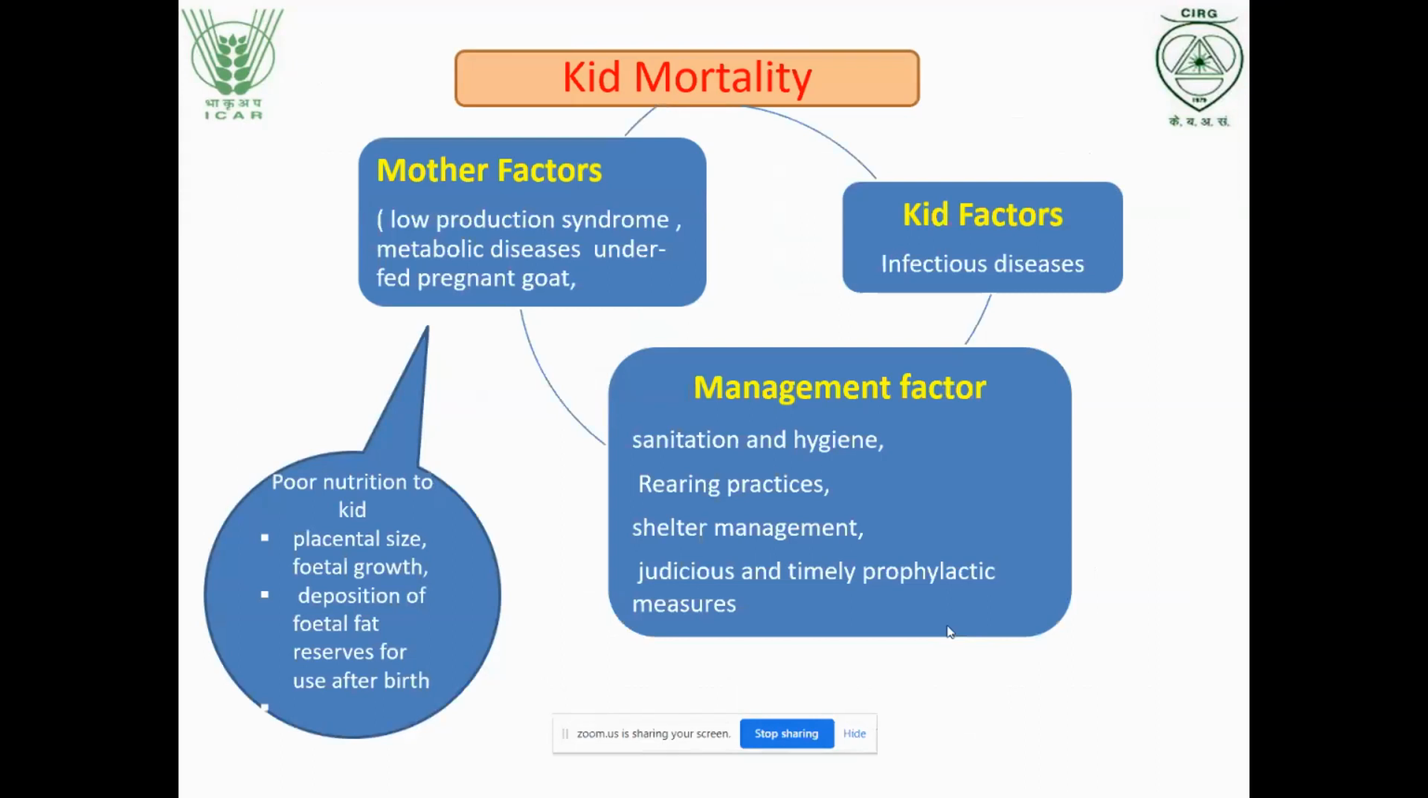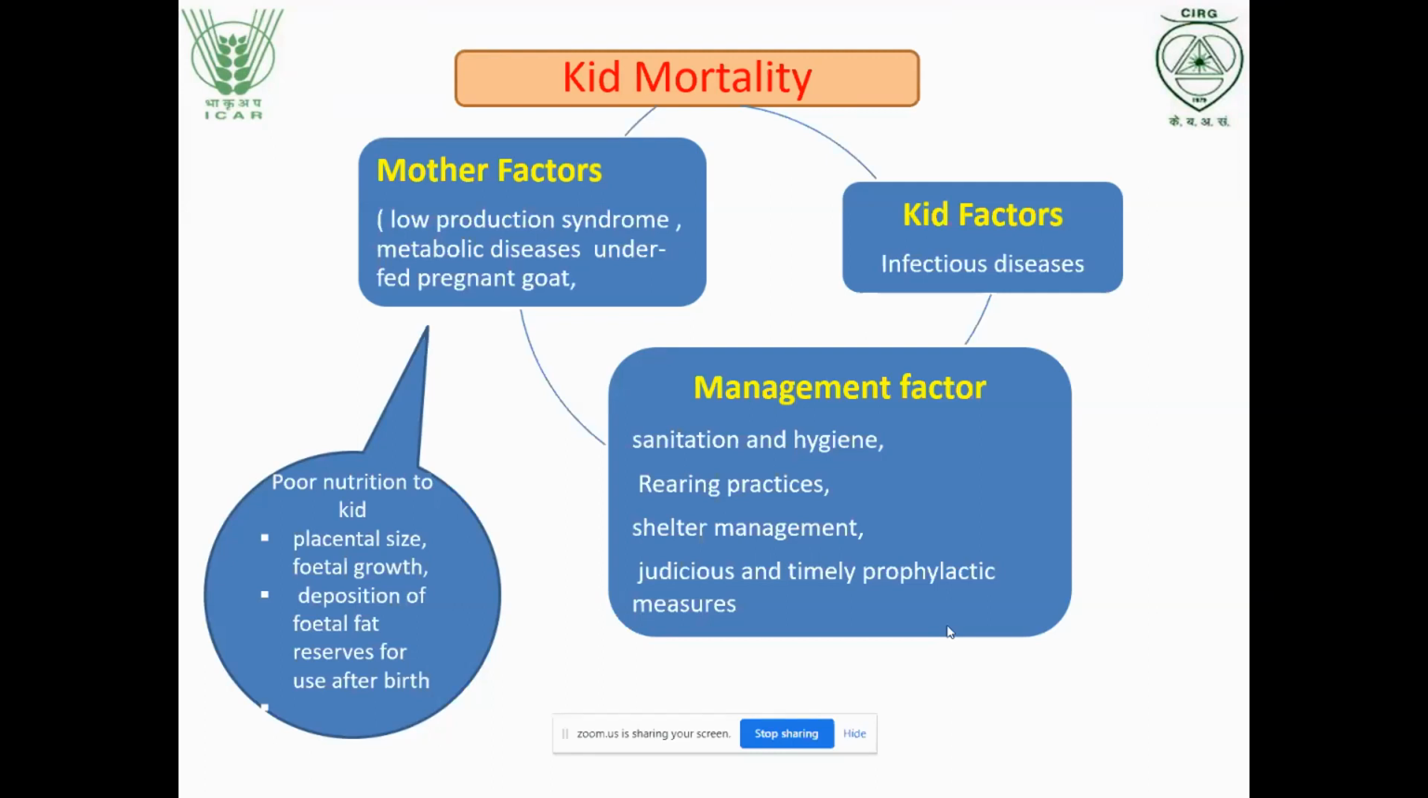One is the mother factors. Mother factors means when the mother is not getting proper nutrition. There is a low production syndrome, an underfed animal, especially the pregnant animal, where the demand for energy and nutrients is very high. If it is lesser, then the mother is not able to provide good nutrition to the fetus. So because of poor nutrition to the kids, the placental growth is not proper, fetal growth is not proper, and the deposition of fetal fat that is required immediately after birth is not proper. So the animals come under a weaker stage. The mother factor is very important.